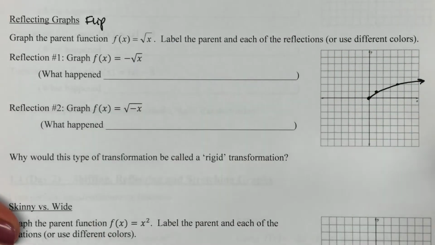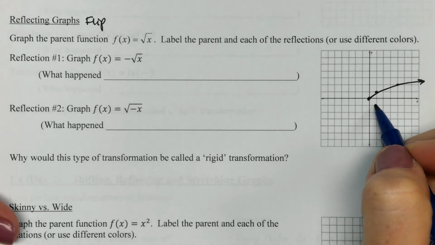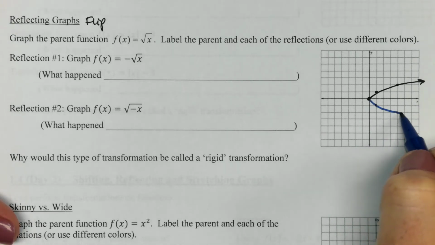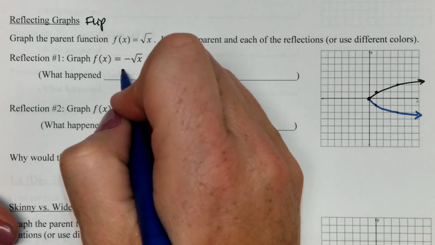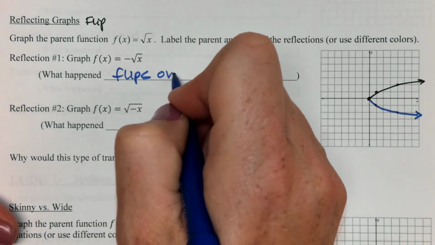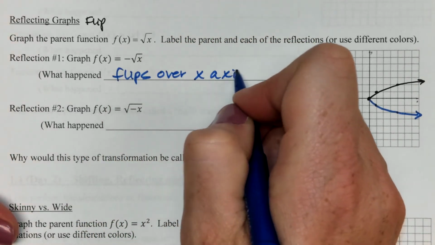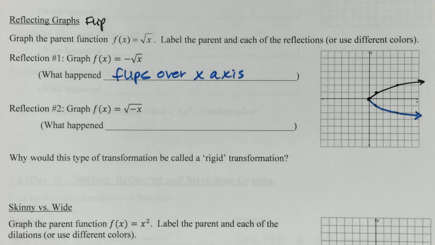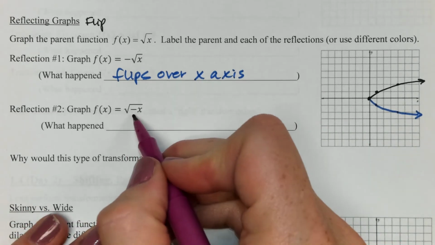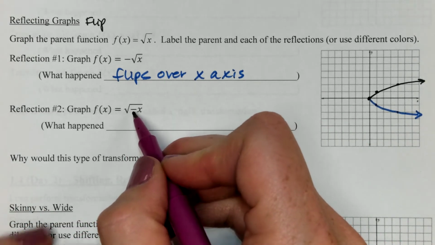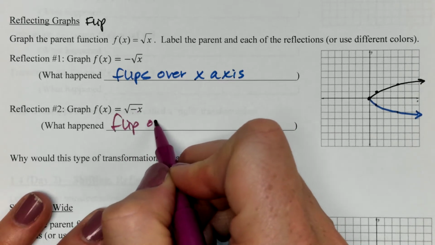And if we have a negative outside of the function, what it does is it flips over the x-axis. So it flips downward, or flips over x. And then I'm sure you can tell what will happen if the negative is inside the function. So this one's inside the function. This will flip over the y.